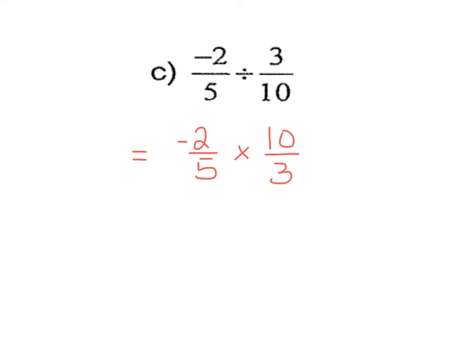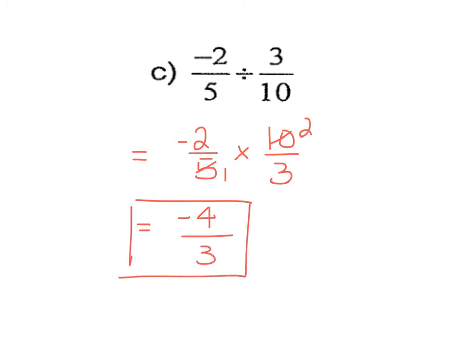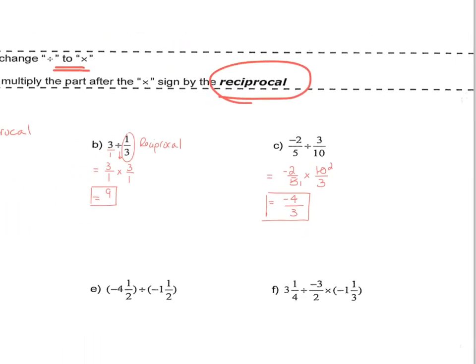Look for anything that can be reduced. 10 over 5, I can go on the diagonal here. So we can look at the 10 and the 5 there, and that does reduce down to 2 over 1. So negative 2 and 2 gives me negative 4. 1 times 3 just gives me 3. And that's our answer for that one.